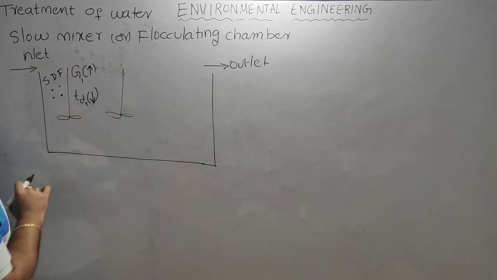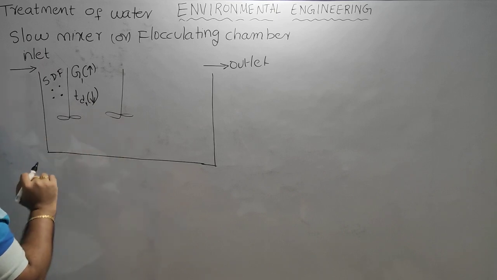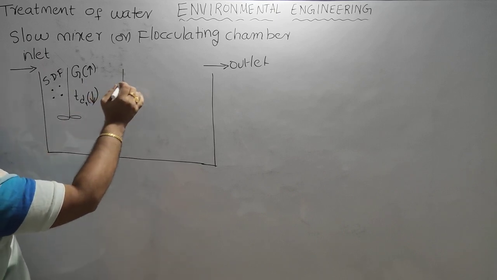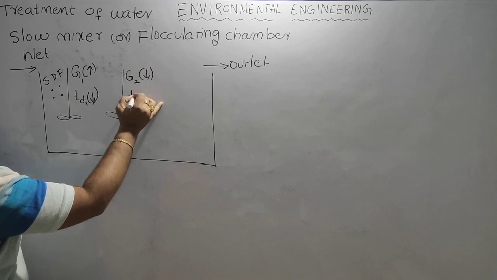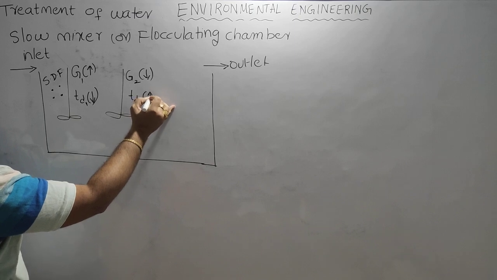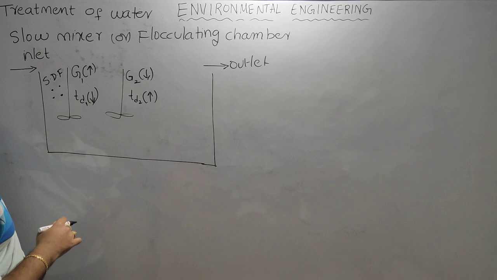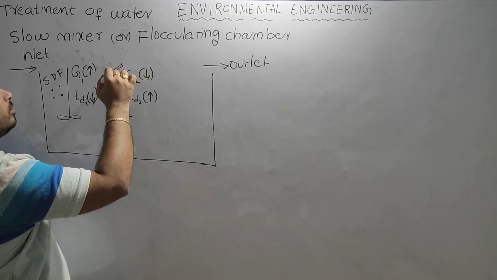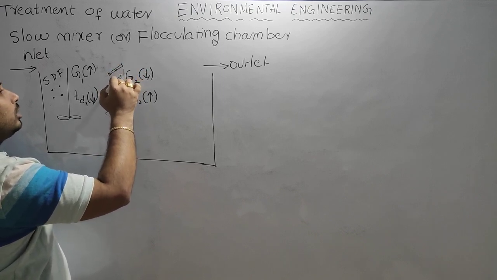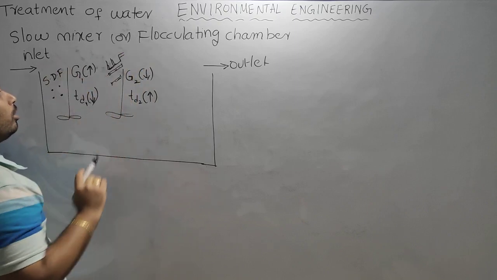here another chamber is working. Along with this chamber, another chamber is working with a concept of G2 lesser, TD2 larger. Another chamber is working within the same water with this concept. Then here larger but lighter floc is formed.